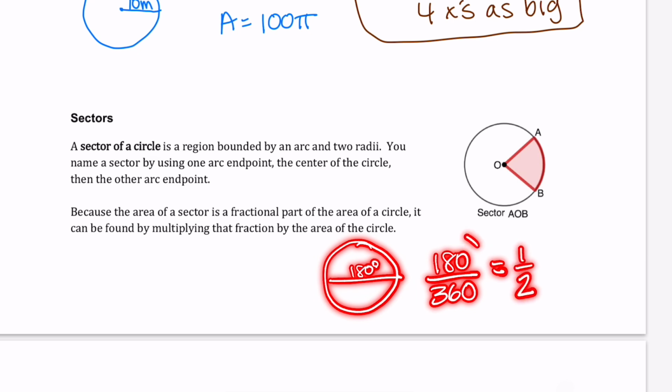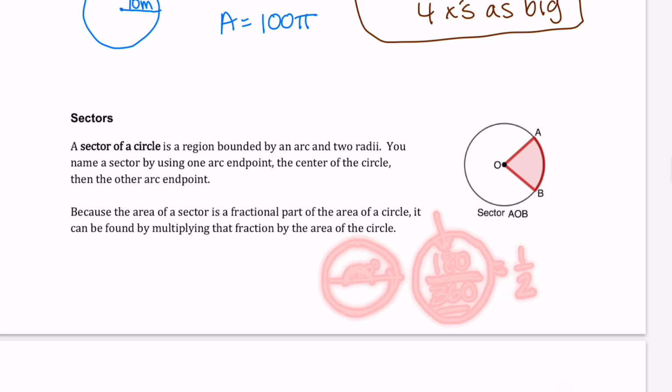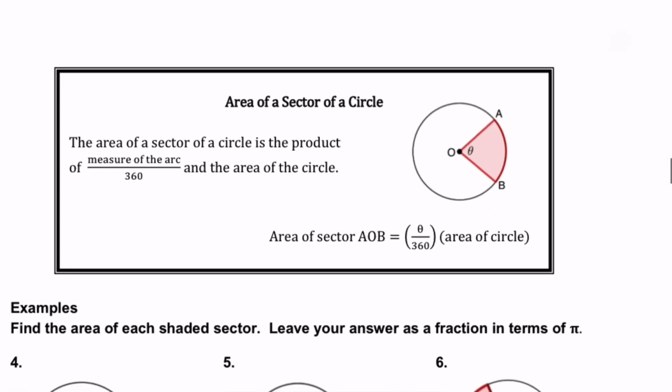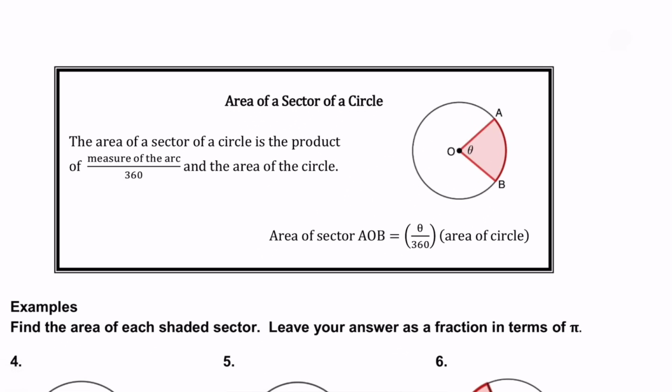So what we can do instead is take the angle that our sector is, and divide it by how many degrees are in a whole circle, which is 360. So the area of a sector is the product.